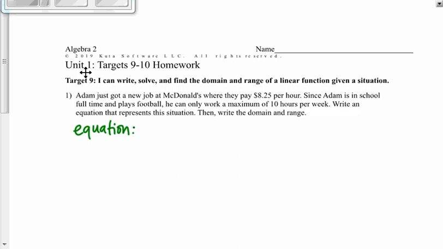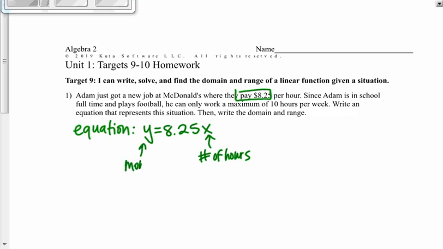The situation here is that Adam has a job at McDonald's where they pay $8.25 per hour. So we have y equals 8.25x. And I always like to define what x and y mean. So x is the number of hours because it's 8.25 per hour. And y would be how much money Adam is making.